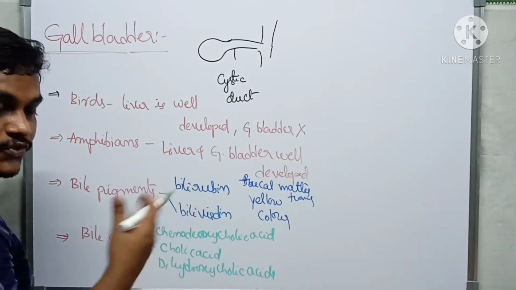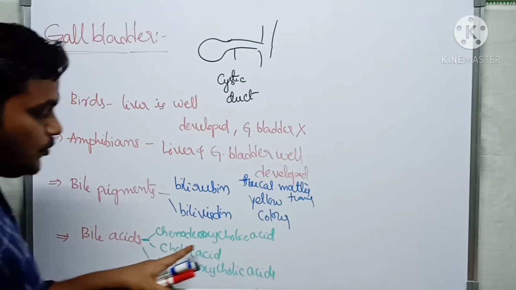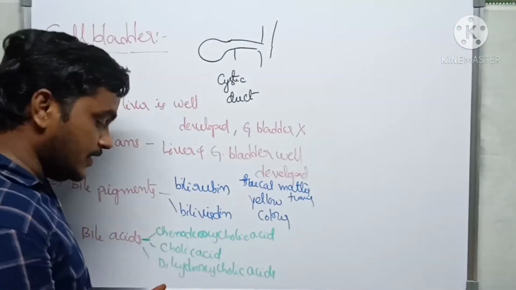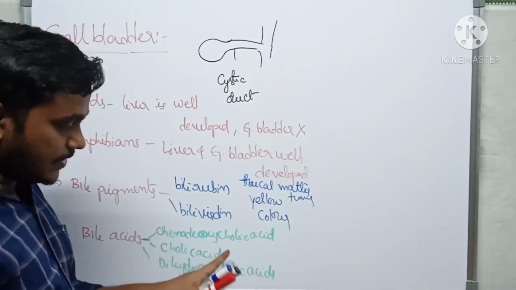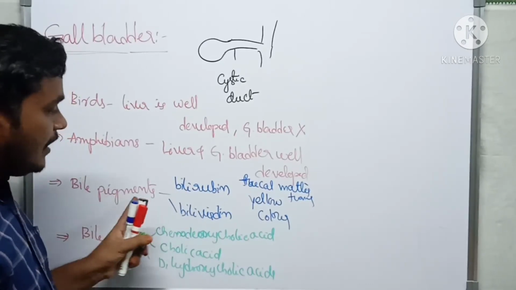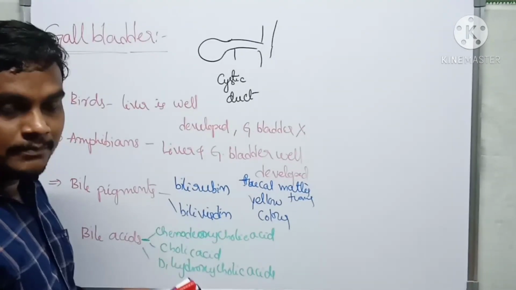So the acids present in the bile composition are chenodeoxycholic acid, cholic acid, dihydroxycholic acid. Bile pigments are bilirubin and biliverdin.